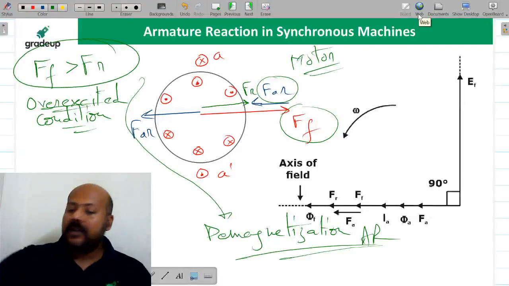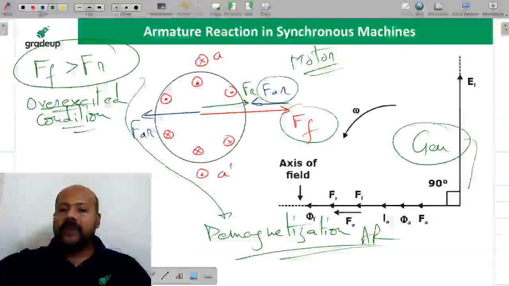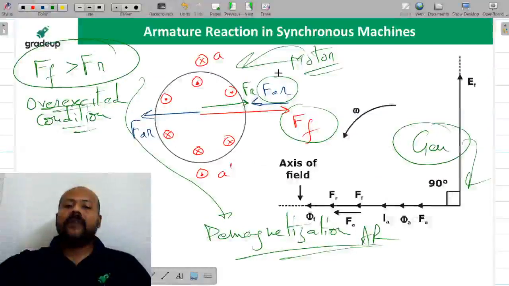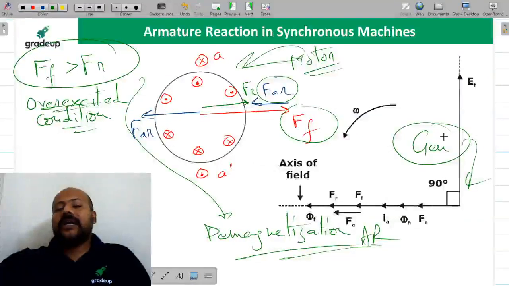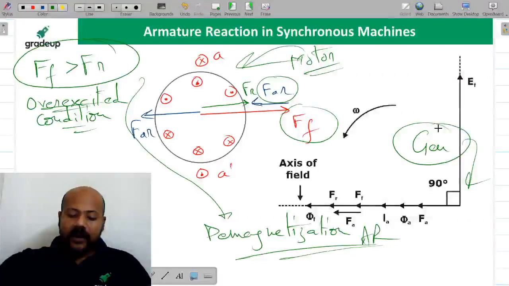And let me tell you, this phasor diagram we have drawn for the generator case, and this is the motor case. So don't correlate motor case with the generator case. You correlate generator case with the generator case, motor case with the motor case. I hope it is clear to all of you.